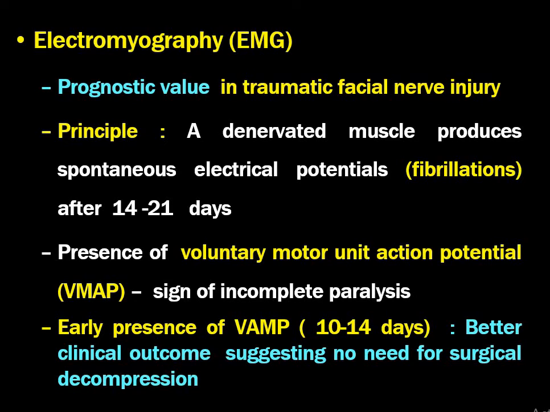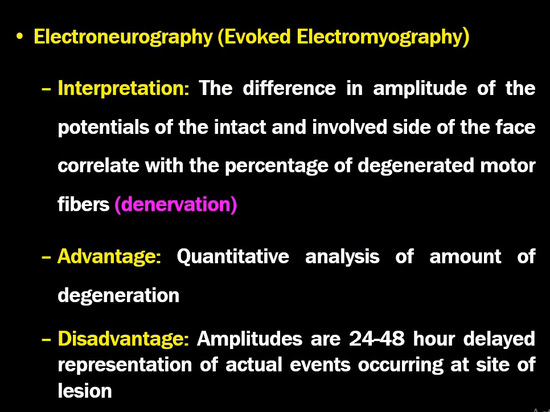The principle behind that is a denervated muscle produces spontaneous electrical potentials or fibrillations after 14 to 21 days. Therefore, presence of voluntary motor unit action potentials signifies the chance of incomplete paralysis. So, early presence of voluntary motor unit potentials around 10 to 14 days gives a better clinical outcome, suggesting no need for surgical decompression. The next is electroneuronography or evoked electromyography.